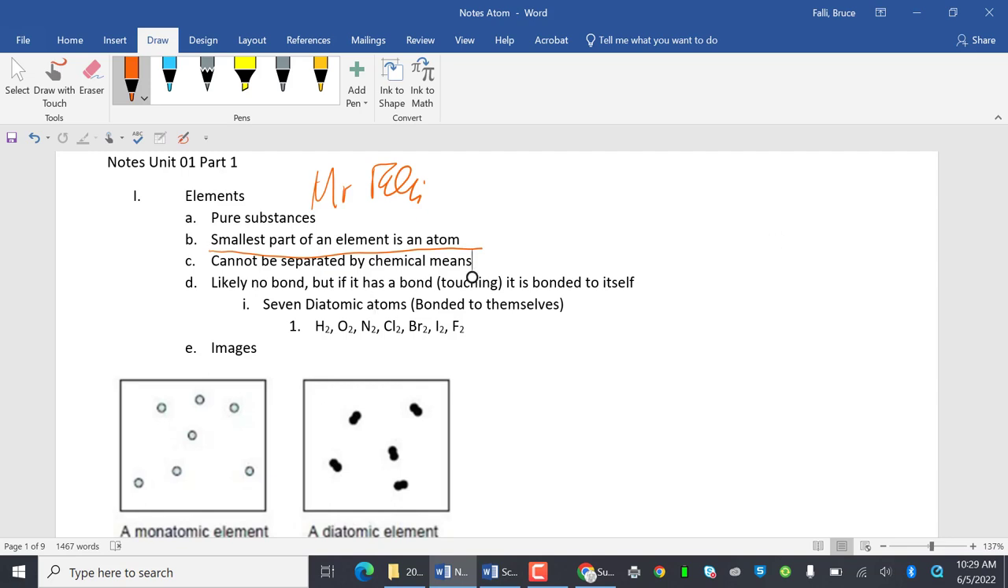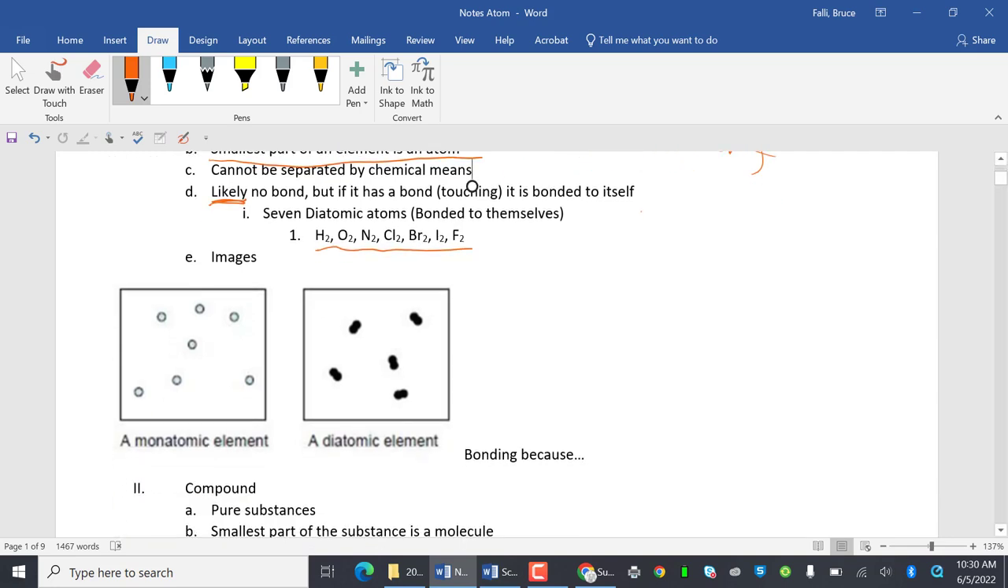So remember I mentioned it was on the periodic table. If I had iron, I cannot split iron into anything else. But if I had sugar water, not an element, I could separate that by boiling the water away and then having sugar. That would be separating it. In an element, there's likely no bond, but if it has a bond, it is bonded to itself. So that's called a diatomic element. The seven diatomic elements are bonded to themselves, and I call them Hankelbrith, and I put them together.